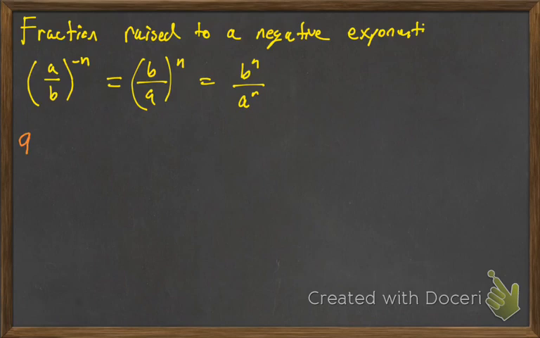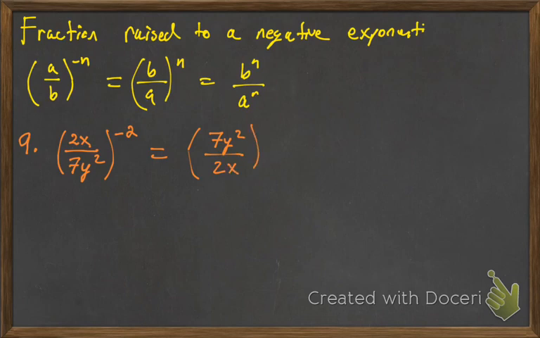Okay, so let's go ahead and see what that looks like. We'll do an example here. So 2x over 7y squared, and then raised to the negative 2. We'll go ahead and flip the fraction over. Okay, so 7y squared over 2x, all that squared, and then that'll be 7 squared, y squared squared, 2 squared, and x squared. So we'll just apply that exponent of 2 to everything.